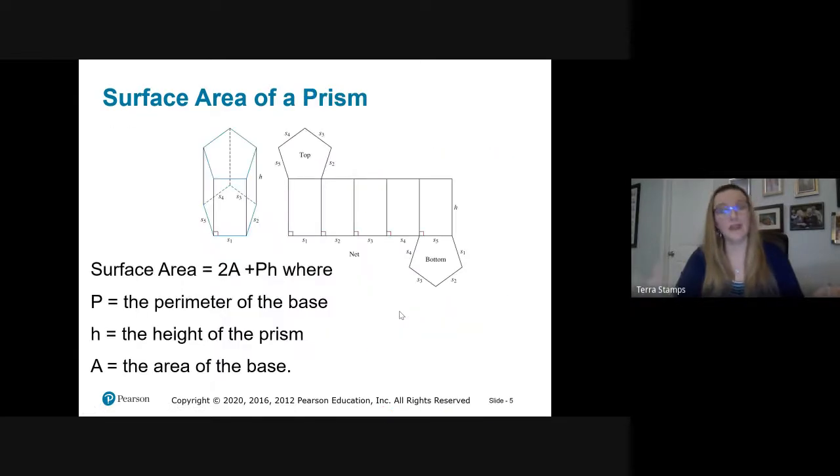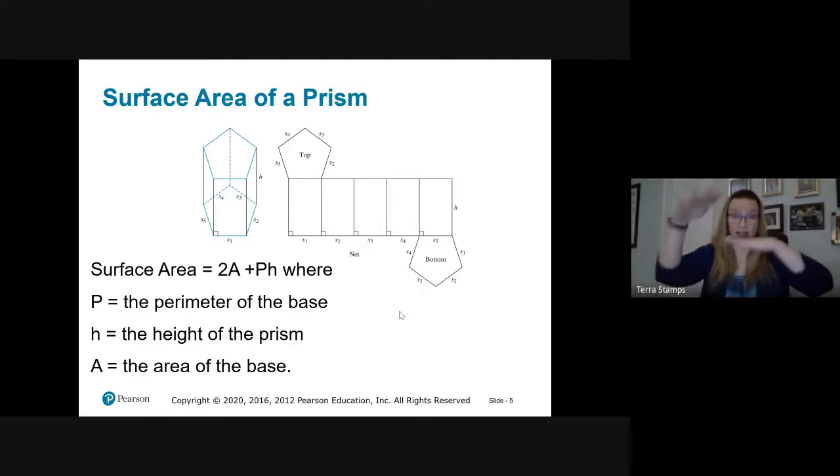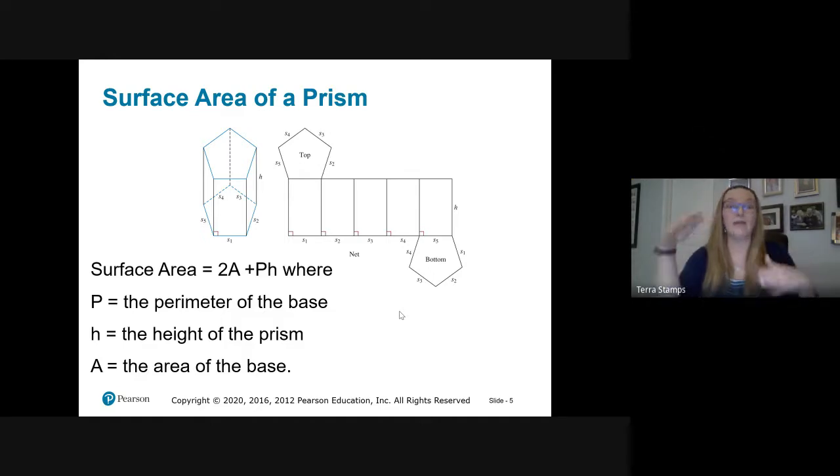A prism, the surface area of a prism is 2A plus Ph, where P is the perimeter of the base, h is the height of the prism, and A is the area of the base. So the 2A is the two bases' areas. The Ph is the area of that long rectangle that's formed when you open that prism up.